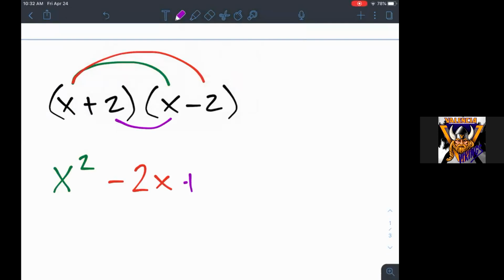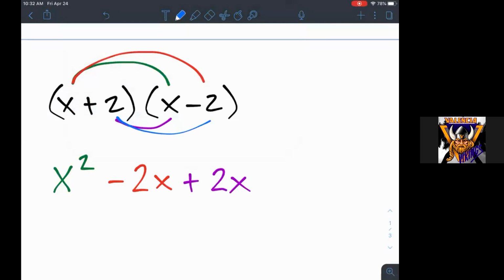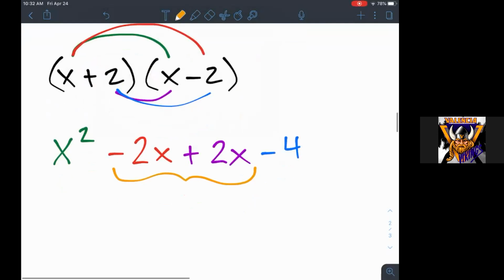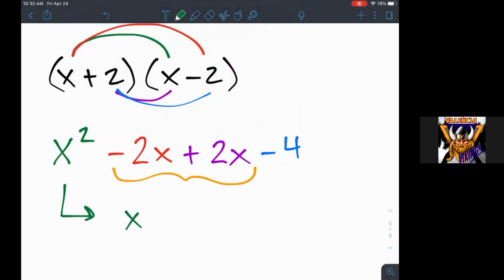2 times x gives me positive 2x. And last but not least, 2 times -2, well, positive times negative always makes a negative, and 2 times 2 is 4. The very last thing we have to do here is combine like terms, and notice the negative x and positive 2x are like terms. Single x is x to the first, so we can add the coefficients in front, -2 plus positive 2 zeroes out, leaving me with basically just my first term and my last term as the outcome of this problem.